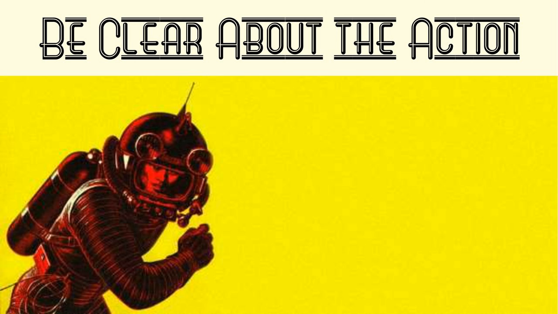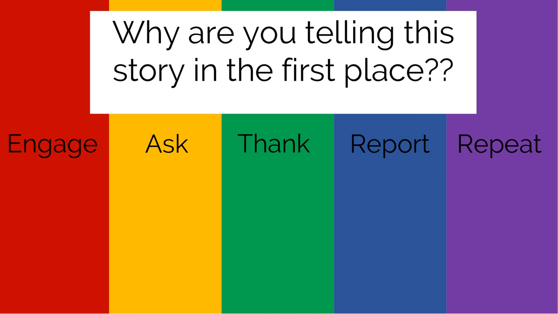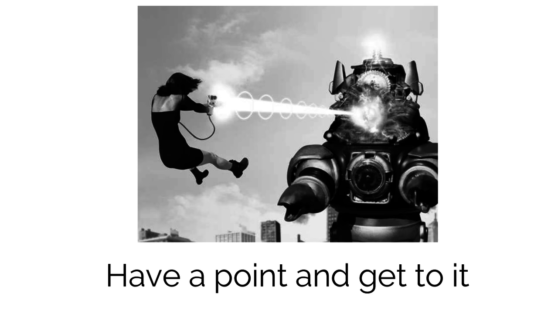We need to be clear about the action or the intended action of what we are writing. What is it we want our donors to do? Why are you telling donors these stories in the first place? And that takes us back to this little rainbow list, purposely a rainbow. Rainbows are awesome. If you are asking, you need to ask. Don't be all fluffy and say stuff like, oh, gee whiz, it'd be really nice if you could support us or whatever. No, say, Jeannie, will you stand with me and other moms fighting cancer by making a donation of $50 to ABC Hospital today? Have a point and get to it.